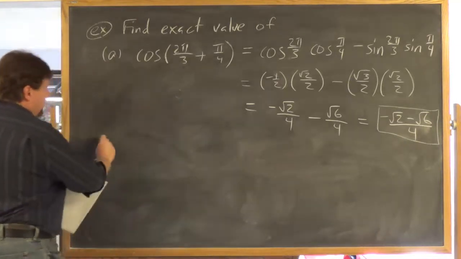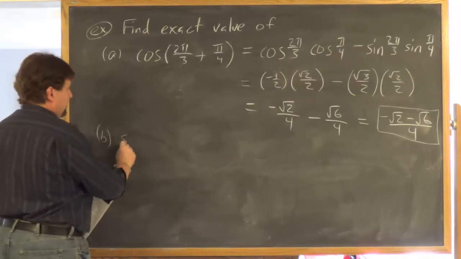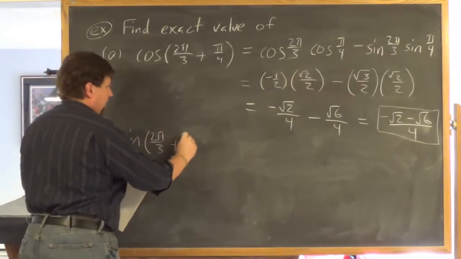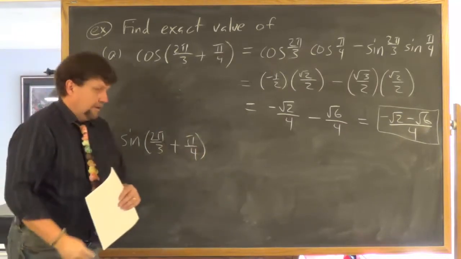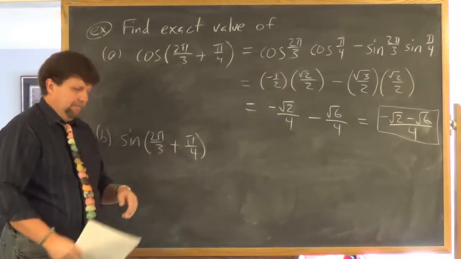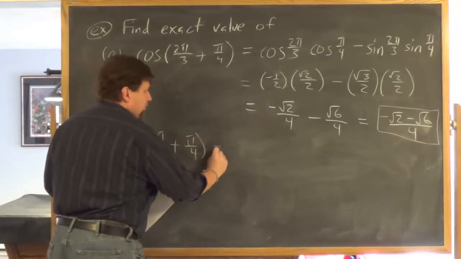Let's look at this one. Well, this is part B. The sine of 2 pi over 3 plus pi over 4. Okay, well, here it is. It's a sine of an A plus B, so we need to remember the identity for that. So we use the identity.